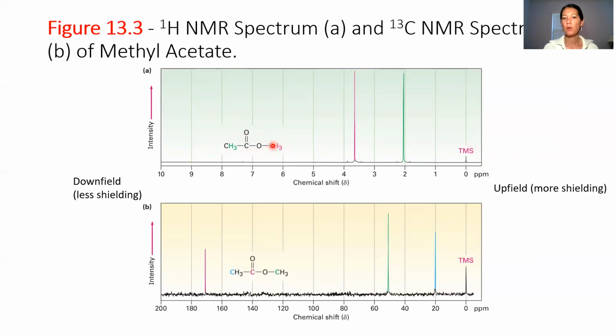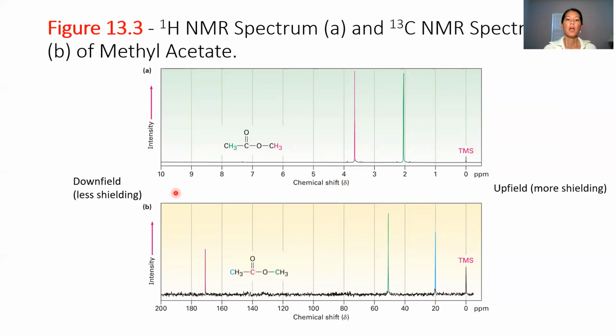So this H in red, even though there's three, there's three identical ones in the same environment, that'll show up more downfield than the green H's here, just attached to a carbon attached to a C, which will show up around 2 versus maybe around 3.7 here.